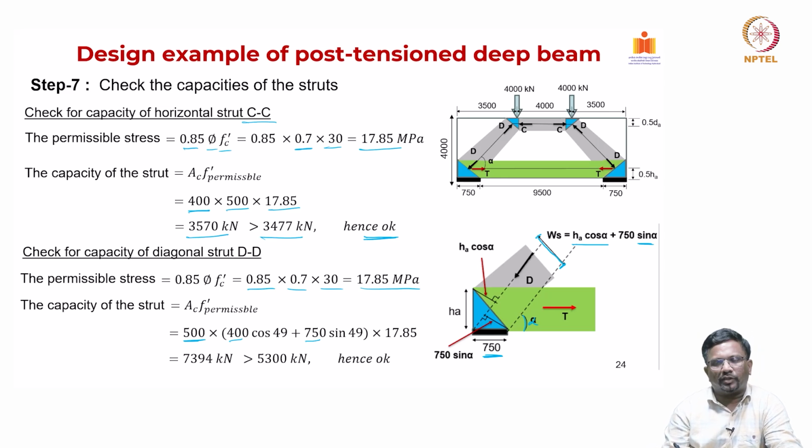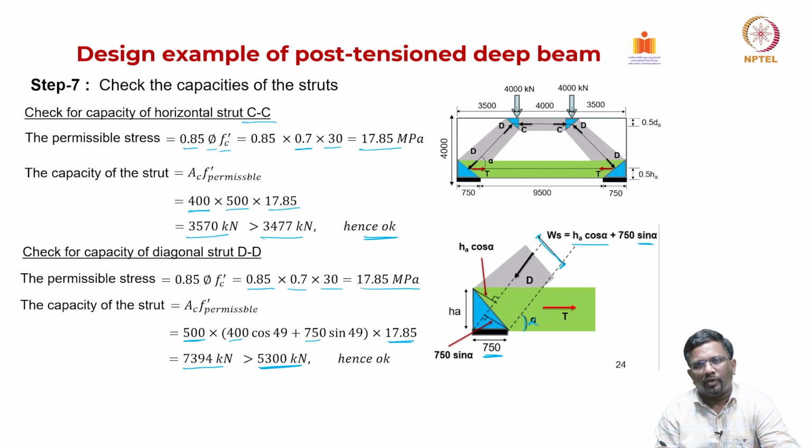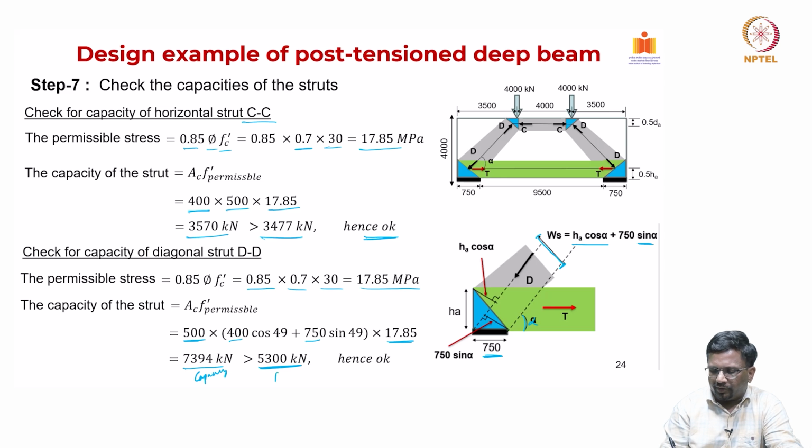So, that width multiplied by the width of the beam itself, which is 500, times your 17.85, gives 7394 kilonewton, which is higher than the 5300 we calculated from your truss analysis, right. So, this is capacity, this is demand. So, you will find that the capacity is greater than demand. So, the inclined diagonal compression strut also has adequate capacity.